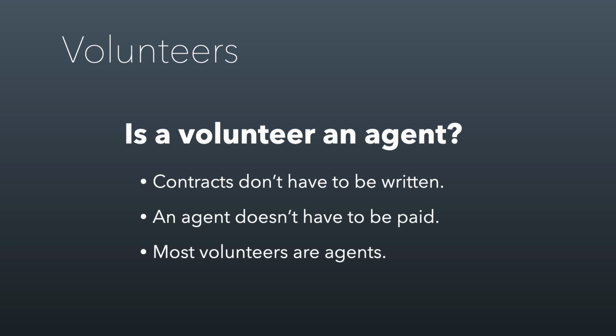Finally, this last point: as a volunteer and agent, we tend to think of agents as employees, like people who are paid to work for an organization. But principal-agent relationships arise when there's a contract. Contracts don't have to be written. There just has to be a verbal agreement to create this kind of relationship. An agent also doesn't have to be paid. As long as there's an agreement of a principal-agent relationship, that creates one.